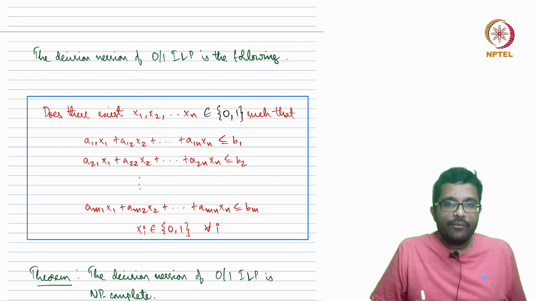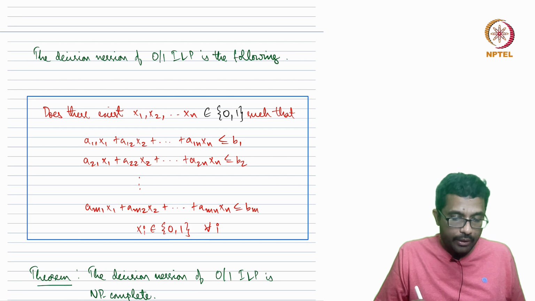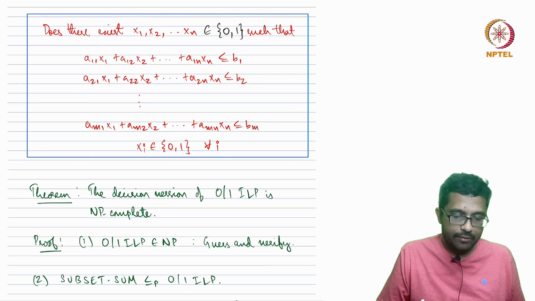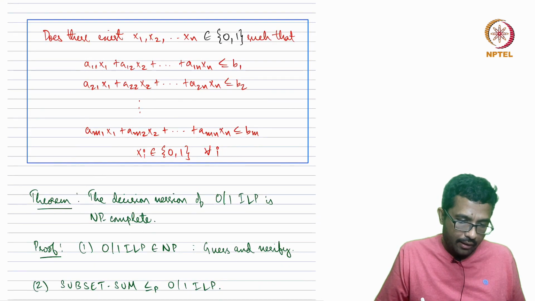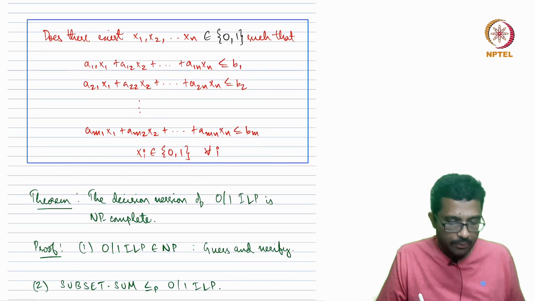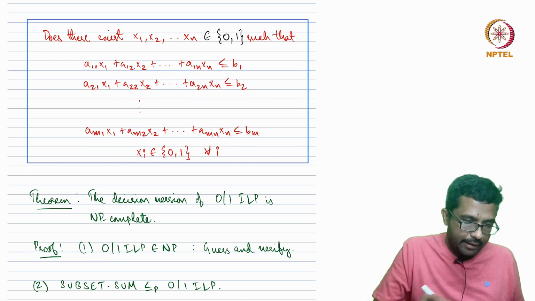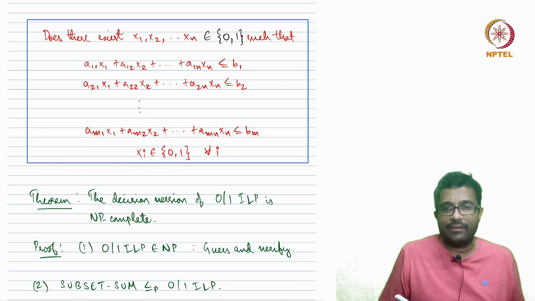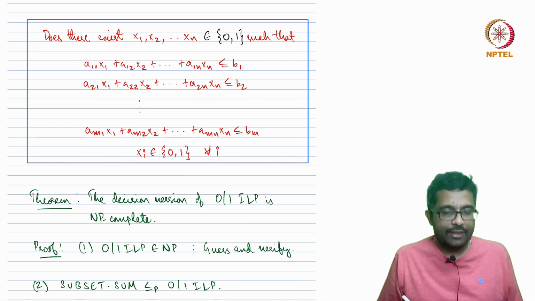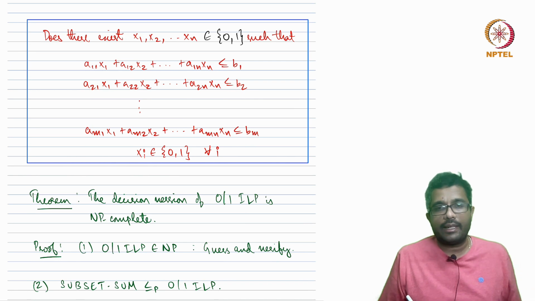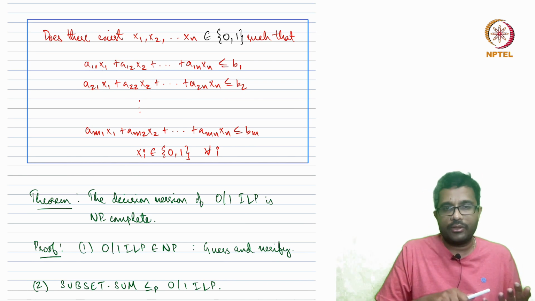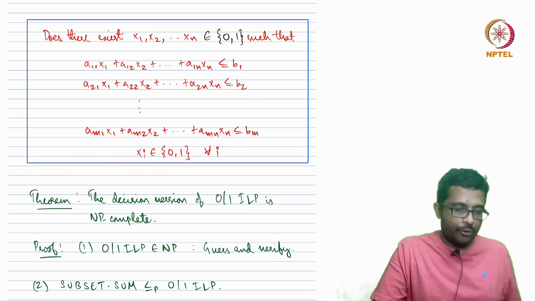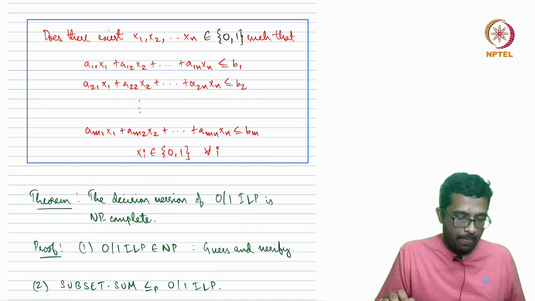Okay, so this is the decision version of 0-1 ILP, and now we are going to see that this problem is NP complete. So the decision version of 0-1 ILP is NP complete. This is also very simple to see. It is going to be in NP because you can do the same thing as before, you can guess and verify. You just guess which xis are 0, which xis are 1. So for each xi you guess 0 or 1, and then you verify it, right? This is the standard thing, you verify whether it meets the constraints, right?